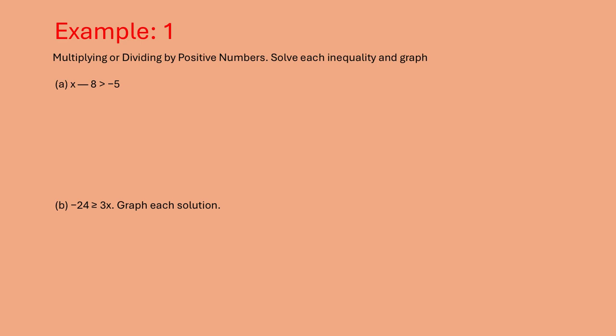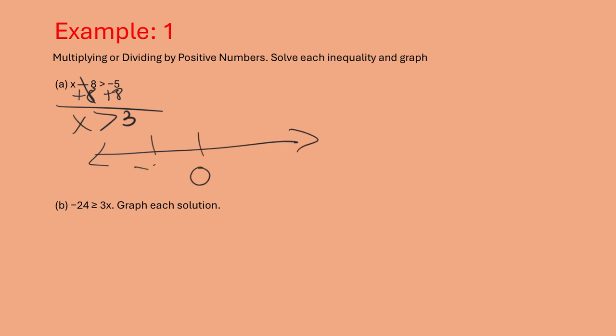And what's the inverse to get rid of it? Positive 8. So I'm going to add 8 on what? On both sides. And X is greater than? What's negative 5 plus 8? 3. If I was to graph it, it's going to give me negative 3 and 3. Is it a closed or open circle? It's going to be what? Open. And am I going to the right or to the left? To the what? Right. To the right.